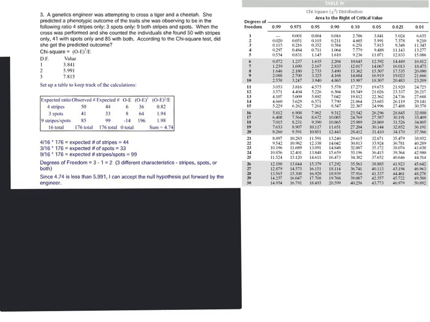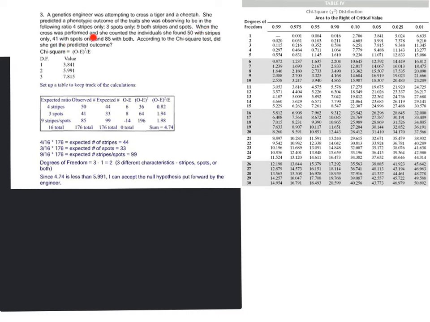Okay, this one's a genetic engineering problem, and you'll see here that in this problem set, this genetic engineer decided to cross a cheetah with a tiger to see if she can get a specific type of phenotype. And she predicted she would end up with 4 zygotes that have stripes only, 3 that have spots only, 9 that have stripes and spots only. So that's what she's predicting. So that's the theoretical, or the expected results. All those words pretty much mean the same thing in this context.